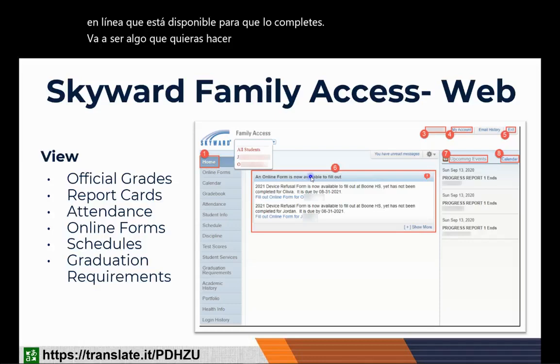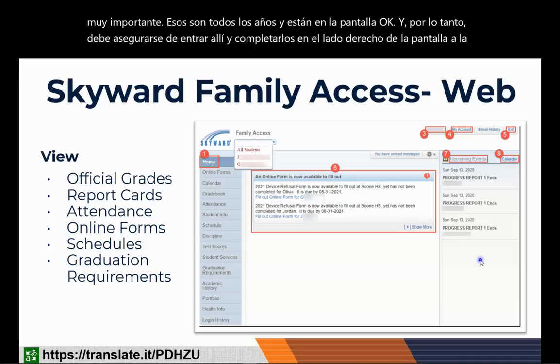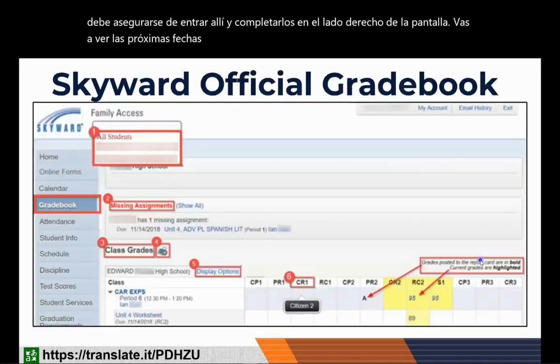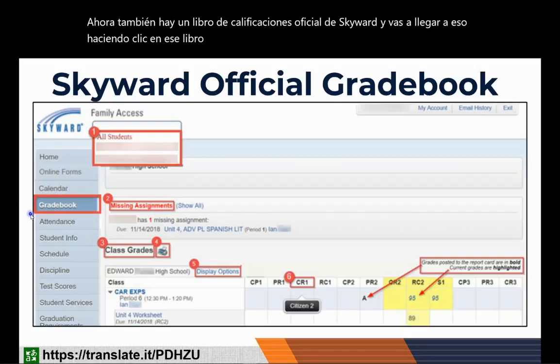That's going to be really, really important. Those are every year and they are on the screen, okay? And so you want to make sure that you get in there and you fill those out. On the right-hand side of the screen, you're going to see the upcoming dates like for progress reports and report cards. Now there's also a Skyward official gradebook, and you're going to get to that by clicking on that gradebook tab on the left-hand corner of the screen.